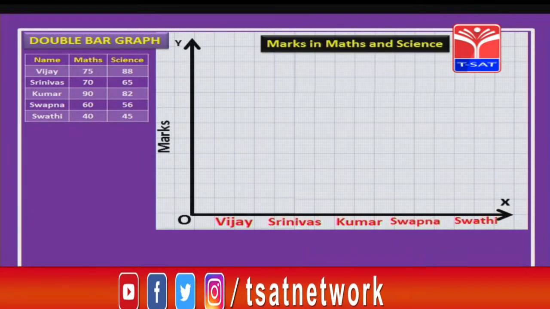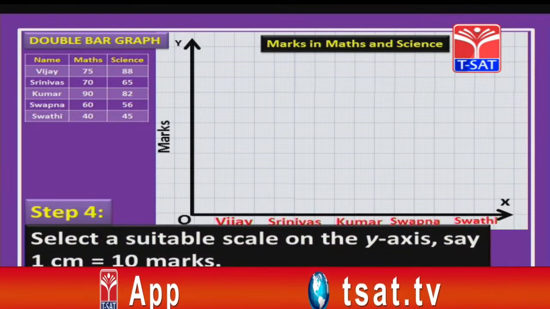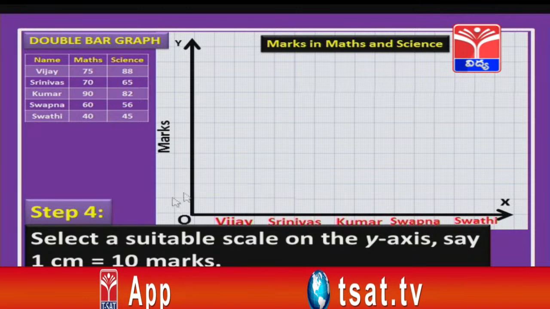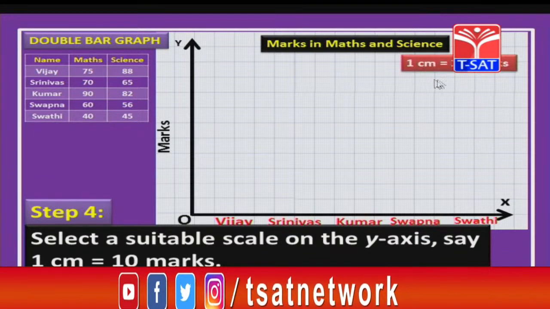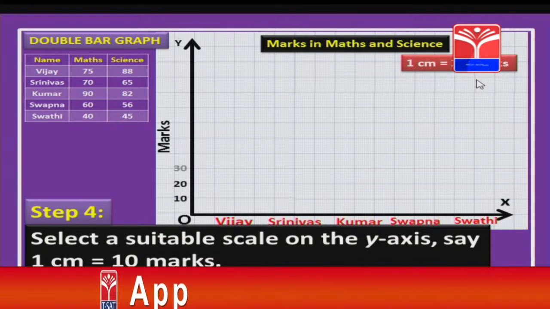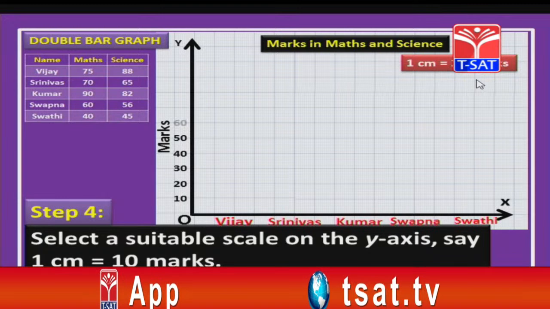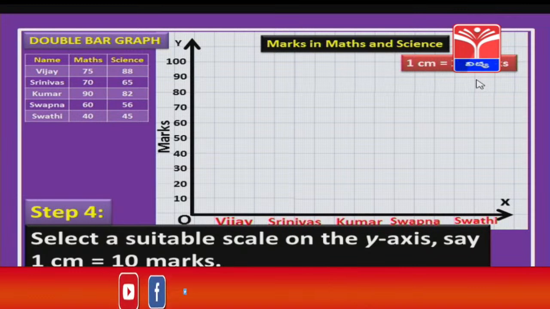Okay, children. Now, in the next step, we are going to select a suitable scale. That means how much should be 1 centimeter from here to here. I have taken 1 centimeter as 10 marks, so that you need to represent it on the graph. Now, let us mark 10, 20, 30, and so on till 100, because we need up to 90 only, but maximum marks are 100. So, we are taking up to 100.